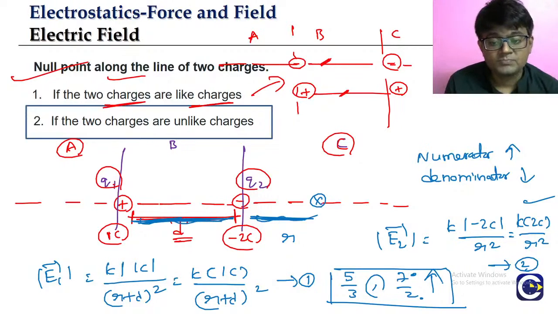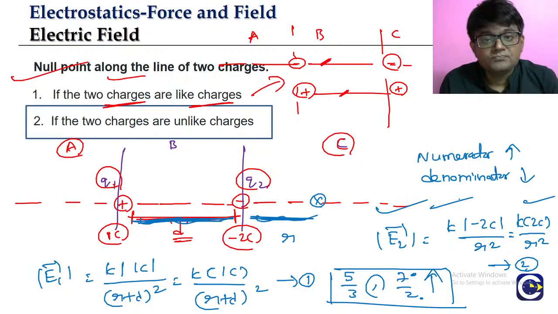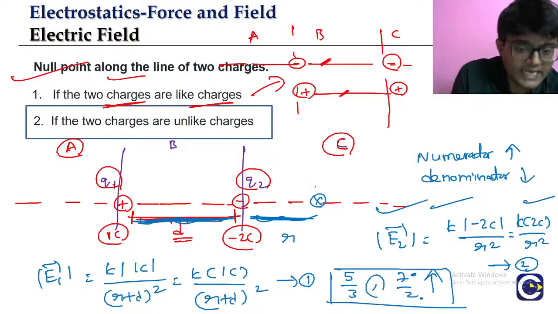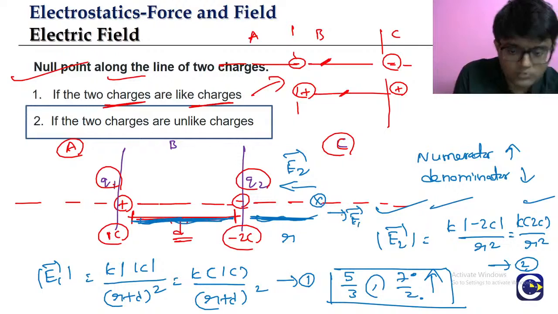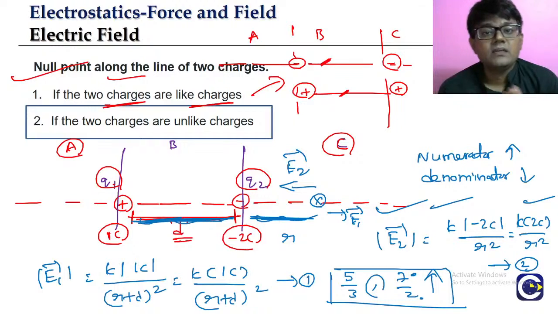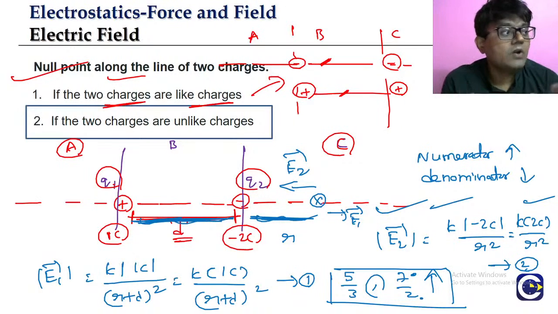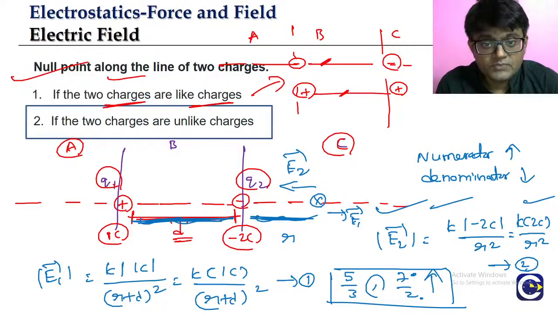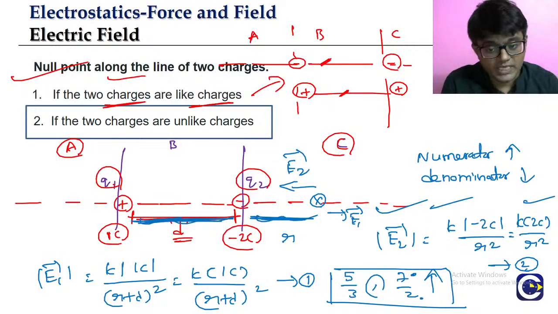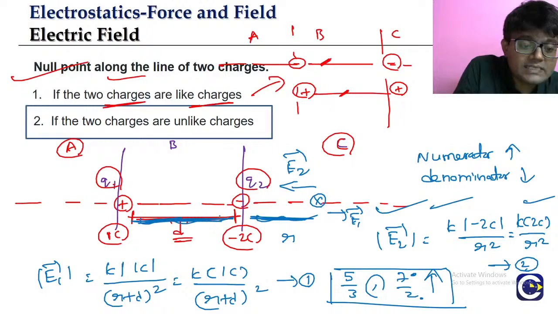So the magnitude of E2 will always be higher than the magnitude of E1. Both electric fields, E2 and E1, will be in opposite directions, but the magnitude of E2 will always be higher than E1. So they will not be able to perfectly cancel each other. The electric fields are in opposite directions, but in this region a null point does not occur. Now I will tell you the reason behind it.